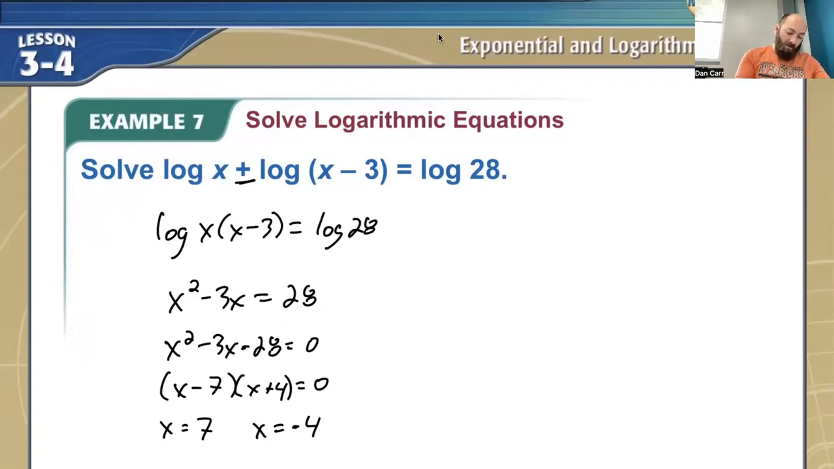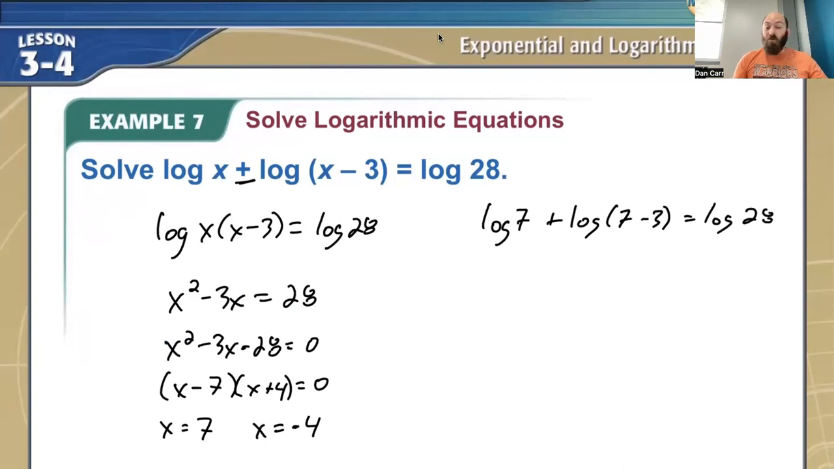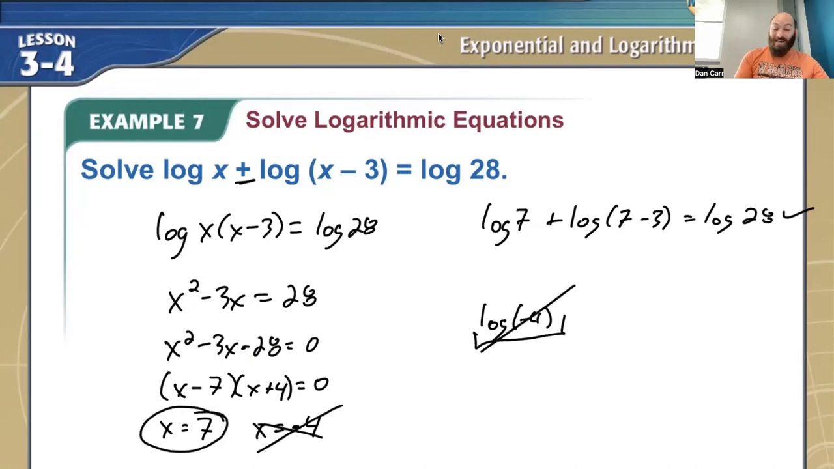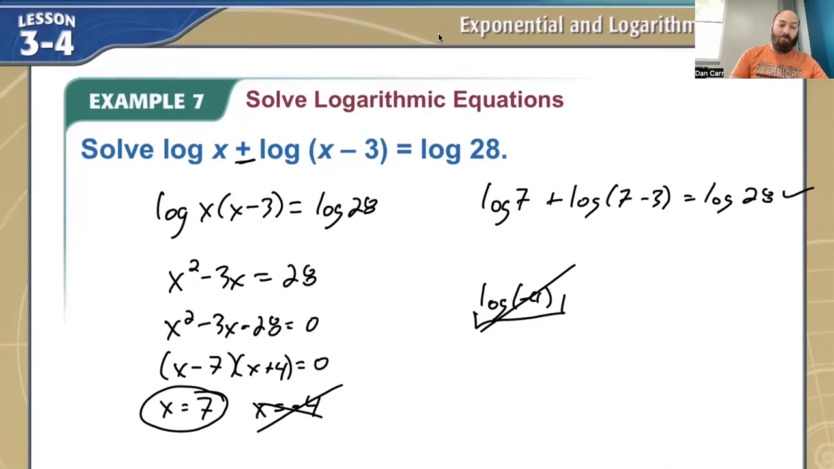Now, if I do the log of 7 plus the log of 7 minus 3, that will check out. That's totally fine. But if I do the log of negative 4, that's extraneous. We can't take the log of a negative 4, so that means this one is gone. We only have one correct answer here, which is 7.